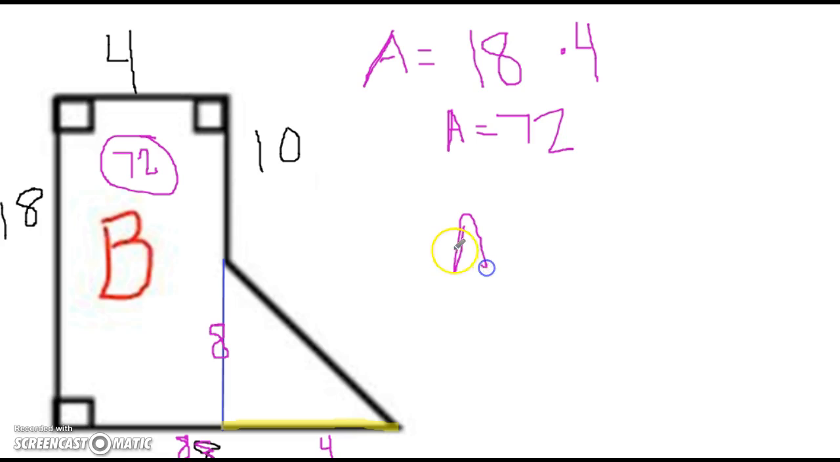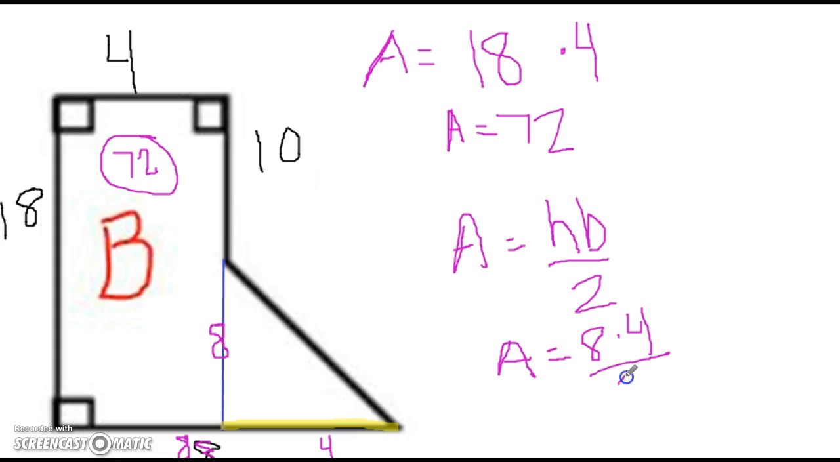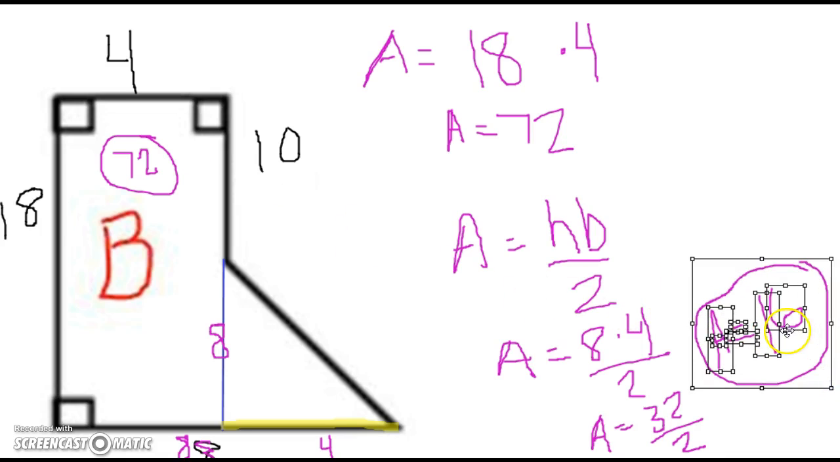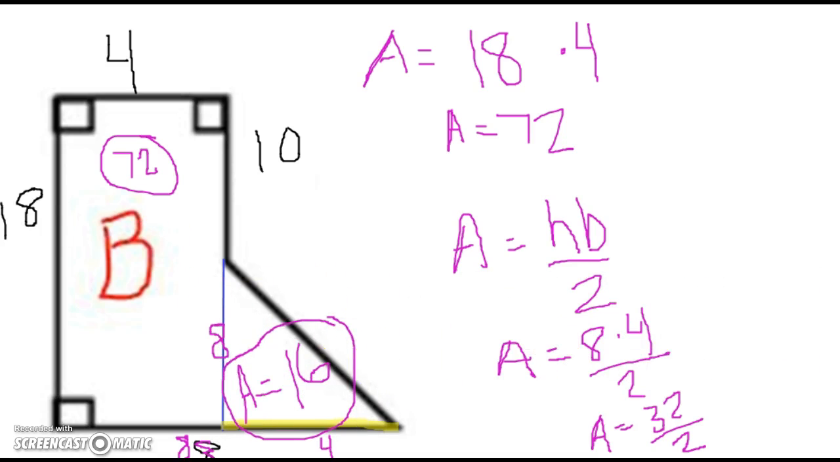Now remember, our formula for a triangle is height times base divided by 2. So the area equals 8 times 4 divided by 2. Area equals 32 divided by 2. Area equals our final one there. That would give us 18, right? 32 divided by 2, 16. Thank goodness I checked with my handy dandy calculator. All right, so that is the area of the triangle over here. So our total shape would be 72 plus 16. If we add those two together, we should be able to find the area for the entire thing.